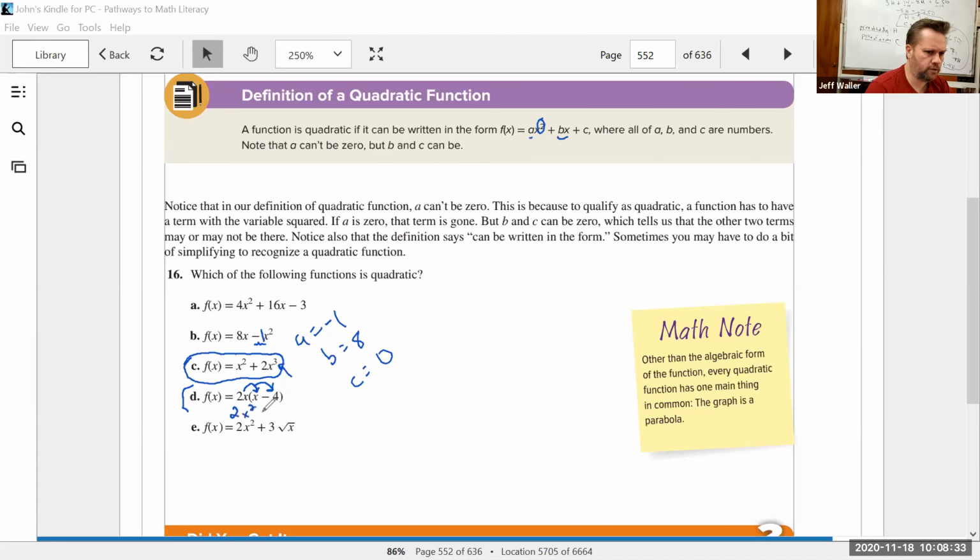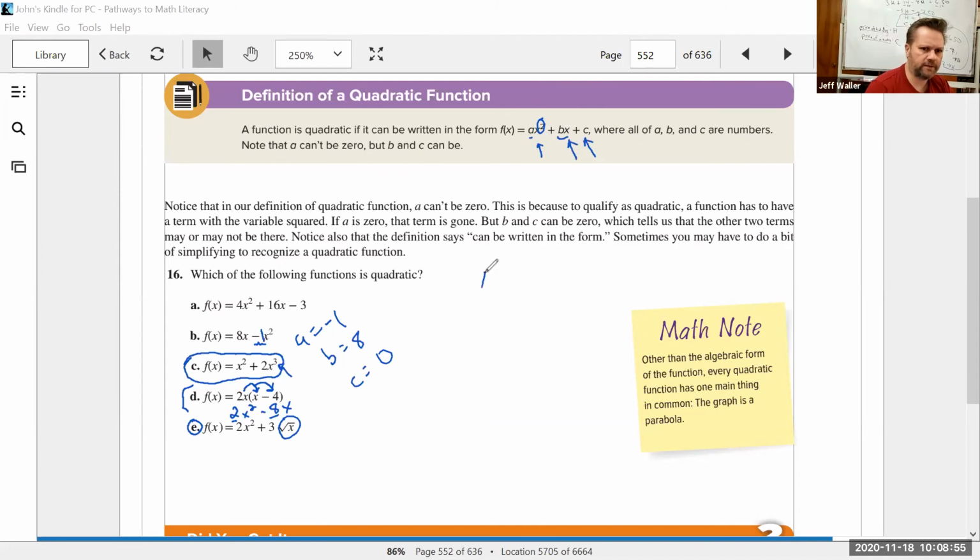Yeah. 2x squared minus 8x. So then A is 2, B is -8, and C is 0. Do you see that? Anybody realize what's wrong with E? E's not quadratic. Square root. Yeah, square roots. You're not allowed to have a square root in there. It's got to have something x squared, and then maybe something x, and then maybe a number.